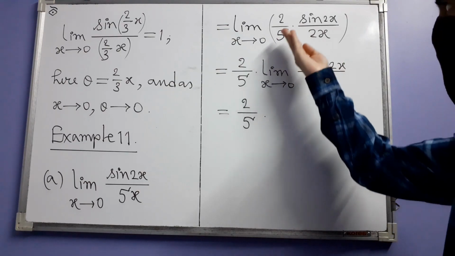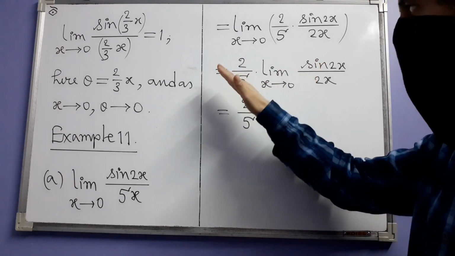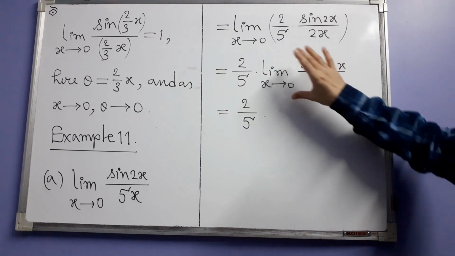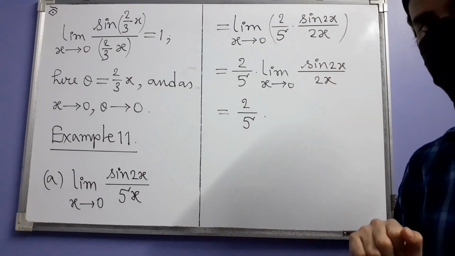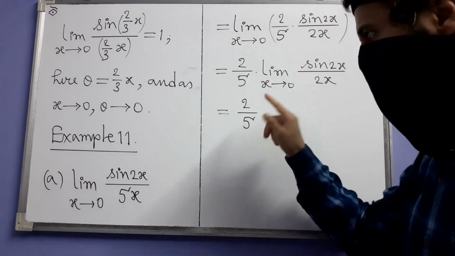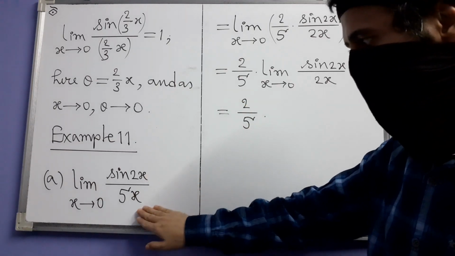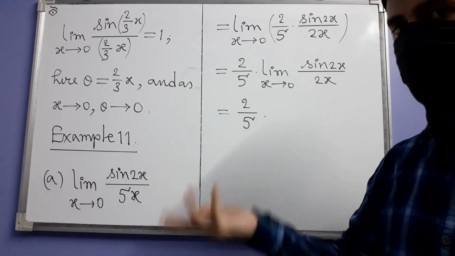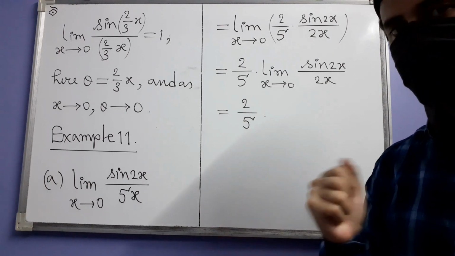And then of course, because this is a constant, it does not depend on x, so it goes outside the limiting process, and you are left with this limit. Limit x tends to 0 of sin 2x divided by 2x, which by now you know very well is 1. So that way you get 2 divided by 5. So in this way, if it's not in that form, you have to turn it into that form and do the required adjustment with that.